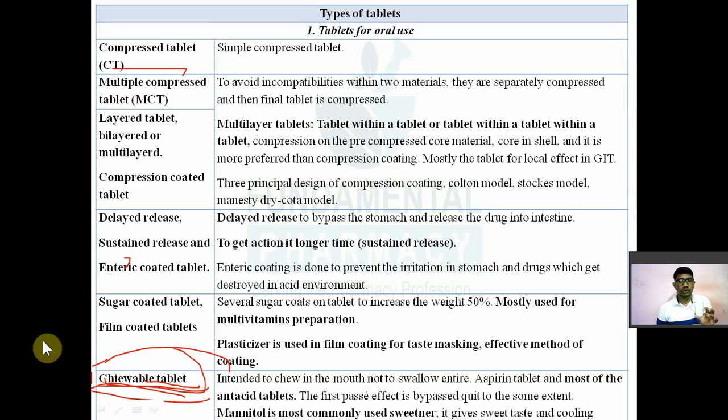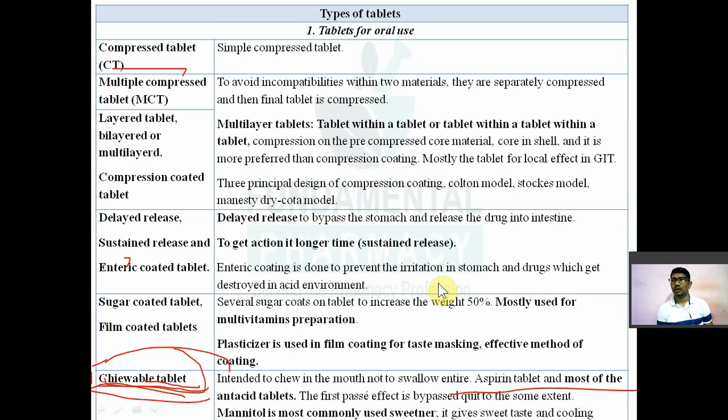सो च्यूएबल टैबलेट्स दे आर मेंट टू डिसॉल्व स्लोली इन द माउथ. ओके, एंड दे मे एक्ट locally as well as there may be systemic action. So they are intended to chew in the mouth slowly. For example, aspirin tablet, most of the antacid tablets are formed as chewable tablets. Okay, now first pass effect is bypassed to quite some extent. ठीक है, जो आपने च्यू किया है वो अगर लोकल से ही एब्सॉर्ब हो गए, वट एवर यू आर च्यूइंग, so that is absorbed through oral mucosa, so that drug is directly going into systemic circulation.